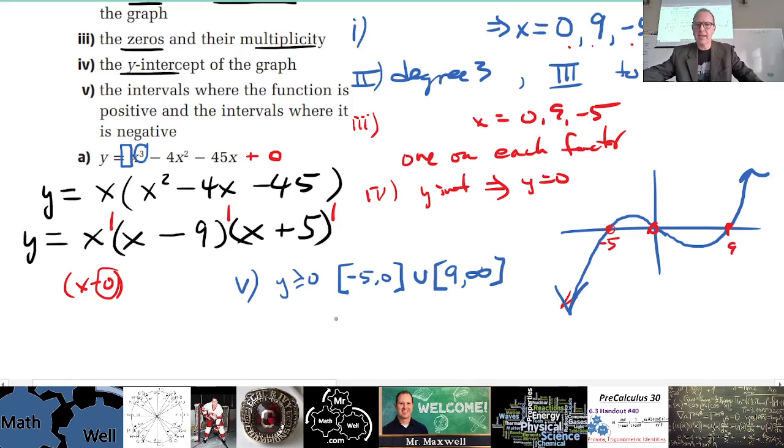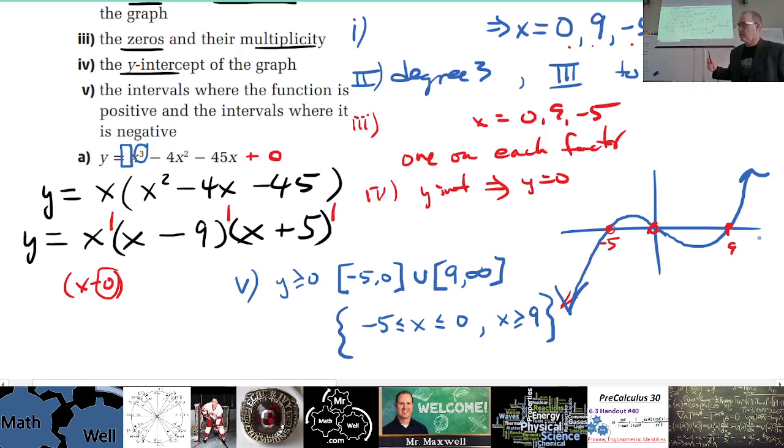Also, you could say this right here. It's greater than 0 where x is between negative 5 and, inclusive, 0, as well as x greater than or equal to 9. That's another way to write that. So this is interval notation up here. This is set notation. So that's here and here, right? That's where the graph is positive.